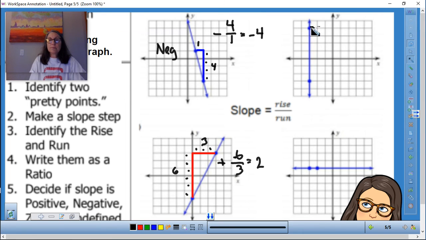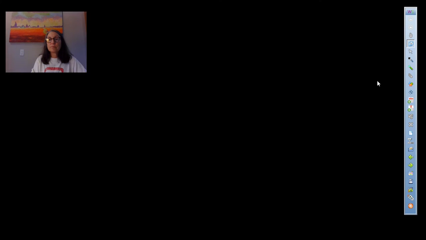Look at this one. Oh, wait a minute. I don't need to do anything. I know that this is a vertical line. What do I know about vertical lines? They're impossible. I know that the slope of this one is undefined. And final example, this is obviously a horizontal line. It doesn't change, so the slope here is 0. This has a slope of 0.